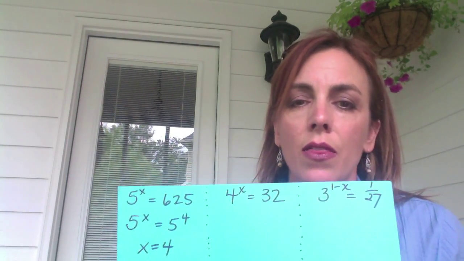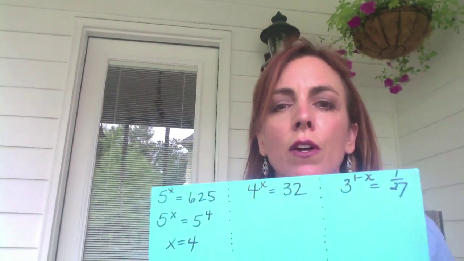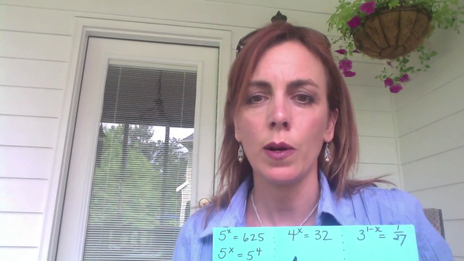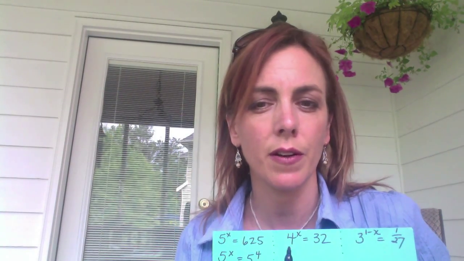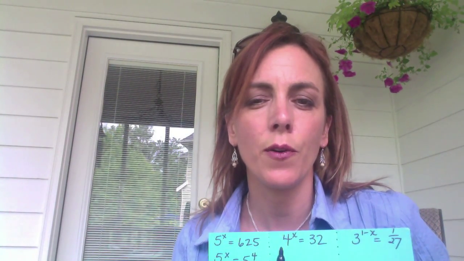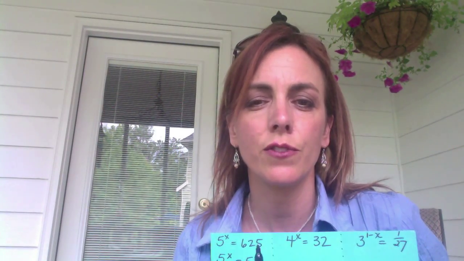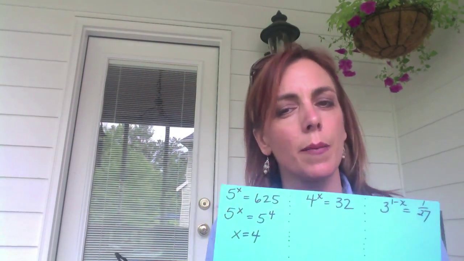Well, let's look at these numbers, 4 and 32. Can 32 be written as a power of 4? Let's think about our powers of 4. 4 times 4 is 16. Times 4 again is 64. Oh, we skipped right by that 32, so the answer to that is no. So we need to look at 4 and 32 and decide, is there something smaller that both of these things can be written as powers of? 4 is a power of 2, and so is 32.